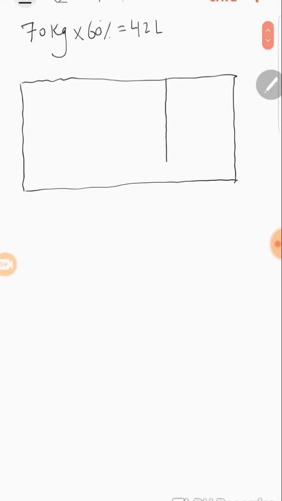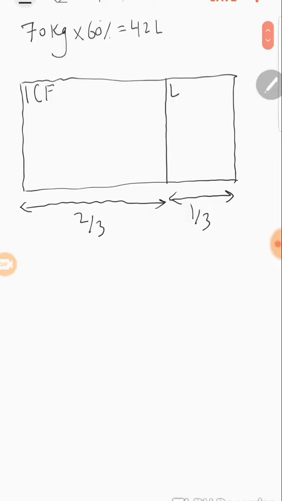About 2/3 of this fluid is intracellular. So we're going to put down intracellular fluid, and the rest, a third of it, is extracellular fluid. So 2/3 of 42 liters is 28 liters, and a third of 42 is 14 liters.